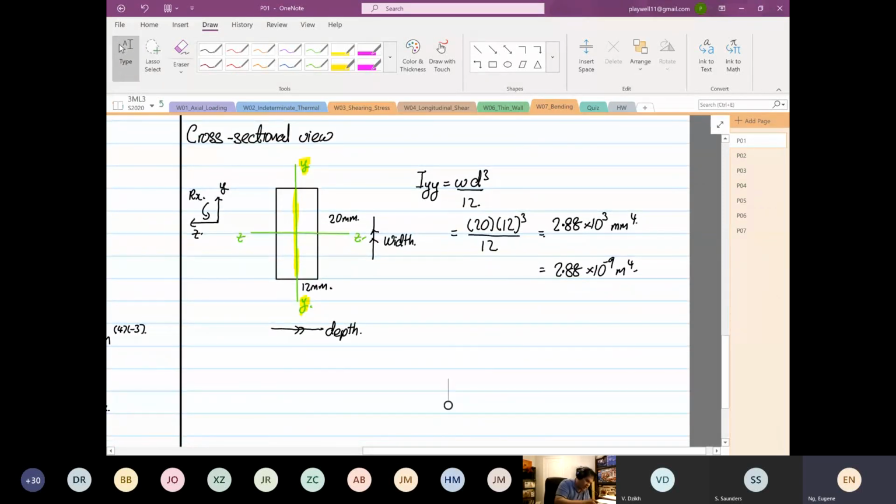So from here, you can directly calculate your stress in the x direction is equal to my over Iyy multiplied by z. Okay. So now I'm pretty sure you can figure out what is your Iyy already. It's straightforward. The confusing part now is what is z? What is z? Okay. So z now is measured in this direction.